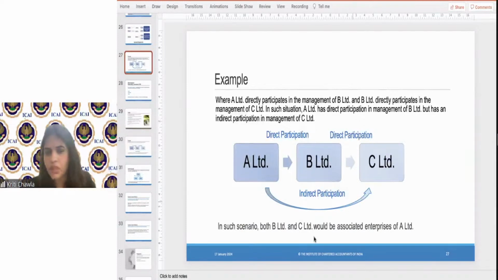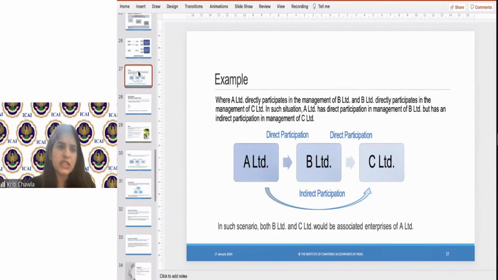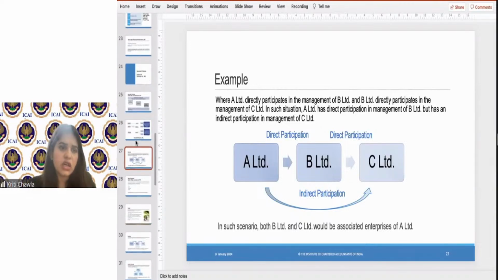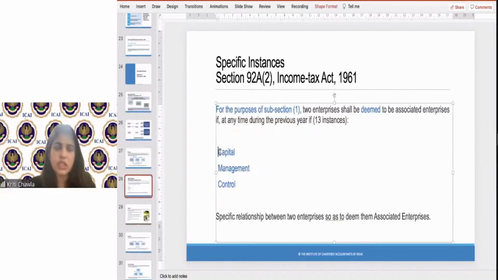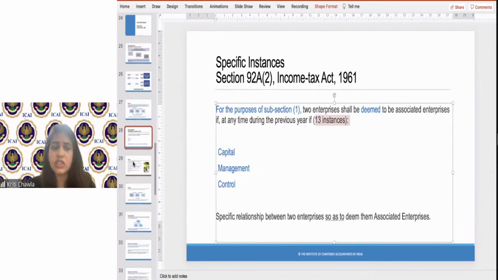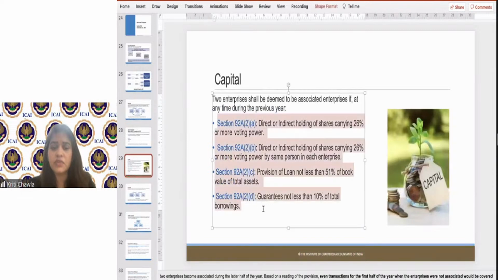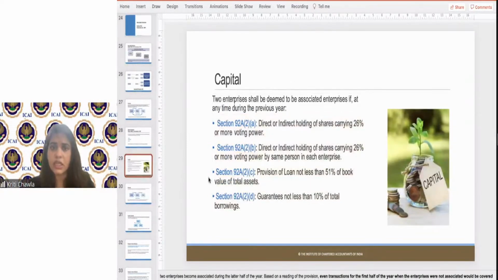Please give an example of 13 instances. Well, these were the 13 instances that I provided here. If you open the Income Tax Act, out of these 13 instances, I have given 4 instances right here. So let me actually share my screen to the Income Tax Act of 1961, and this will become more clear as I display the section. So just allow me a minute, I'm displaying the section.